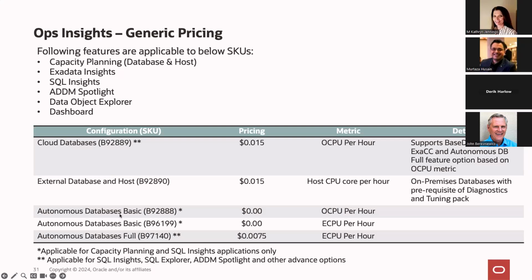For autonomous, some of the basic features come free as part of the service, but if you are looking for something beyond the free tier, then you have to pay about this price per OCPU per hour. Those are some of the advanced features for autonomous, such as SQL Insights, SQL Explorer, ADDM Spotlight, and some of the advanced features that are part of the paid service.